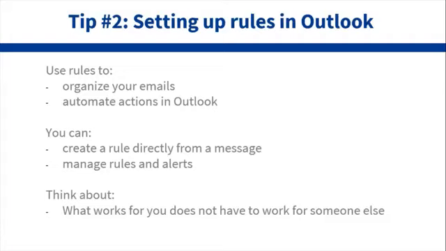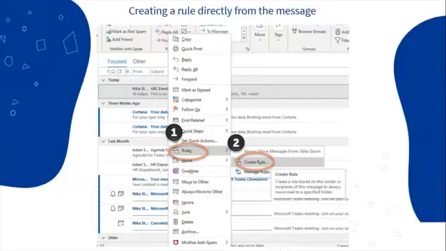Rules can run manually and automatically. This is up to you. So this is how you create a rule directly from the message. It's really straightforward. You take a right click at a specific message, as you can see on my screen. First, you will click on rules. Then from there, you will see a drop-down menu, create rule, and from there you can create rule. So this is again creating a rule directly from a message.